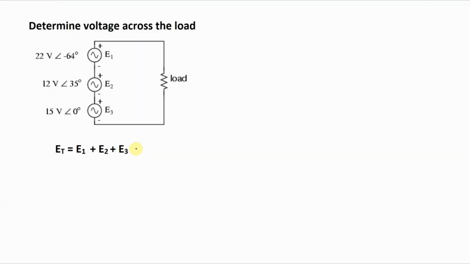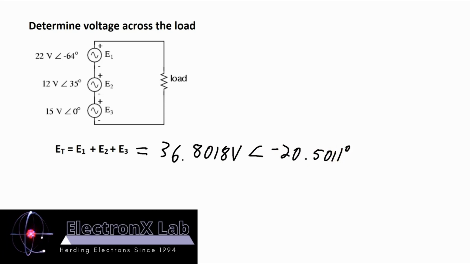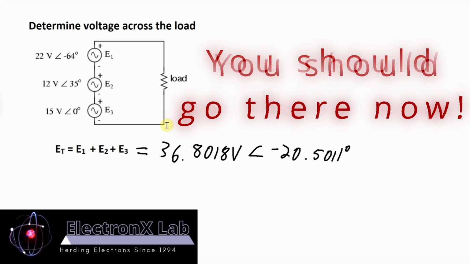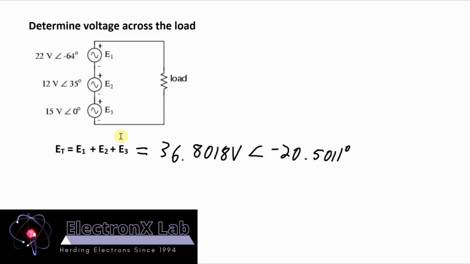So going back to my original circuit drawing here, the sum of these three voltages is 36.8018 volts with a phase angle of negative 20.5011 degrees. At the beginning of the video, I said to check out a link to an open source textbook which presented this problem, and it showed you how to solve it by hand. And if you go to that link, you will find that the answer when you solve it by hand is equal to this answer right here, showing that we can indeed use LTSpice to do some vector addition.